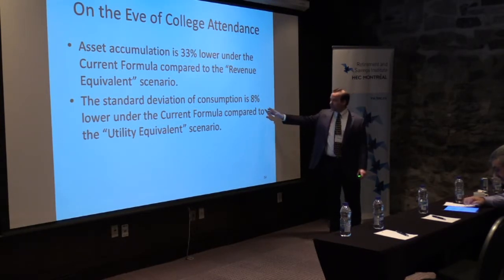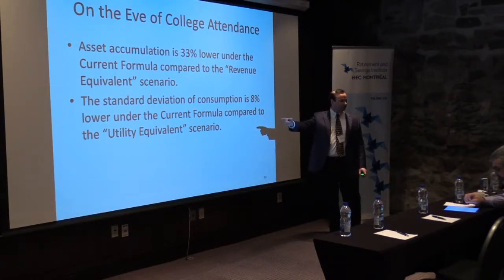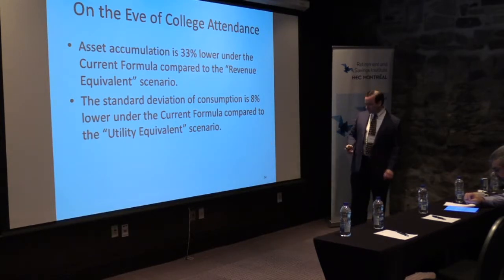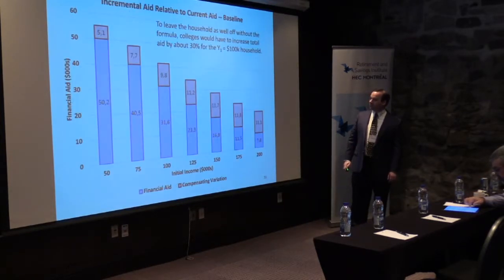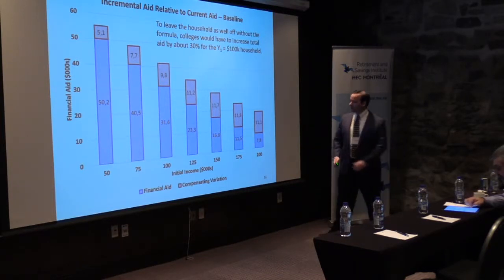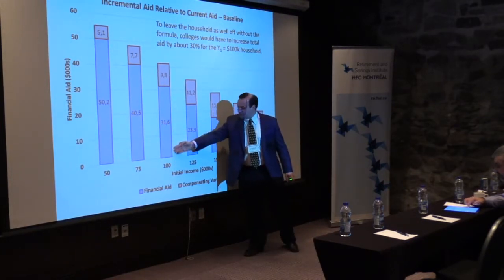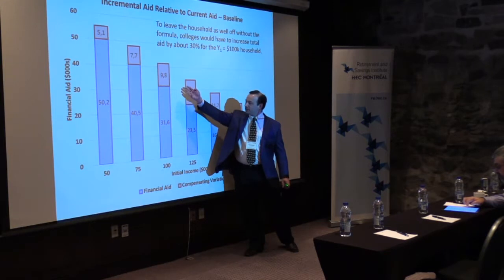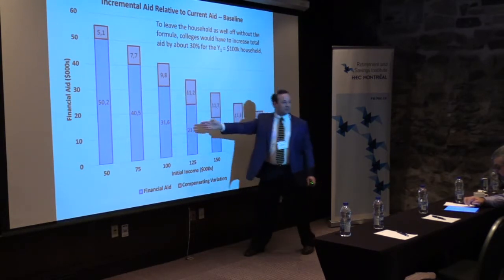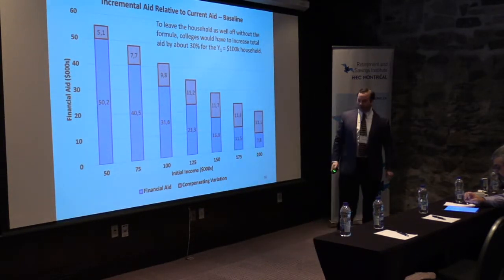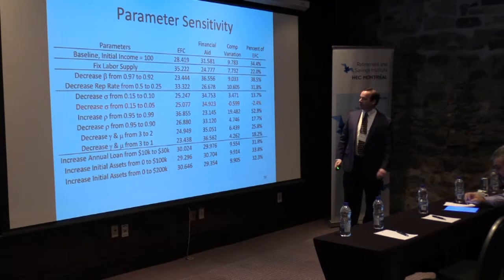The standard deviation of consumption is 8% lower under the current formula compared to the utility equivalent scenario. Okay, so that's another metric of what the formula is doing. And then this we saw. This I would regard as the main result. The 30% number that I carry around as illustrative is based on this bar, in which it's the 9.8 relative to the 31.6. That's about 30%. Okay, so I've shown you that. I now need to show you parameter sensitivity.